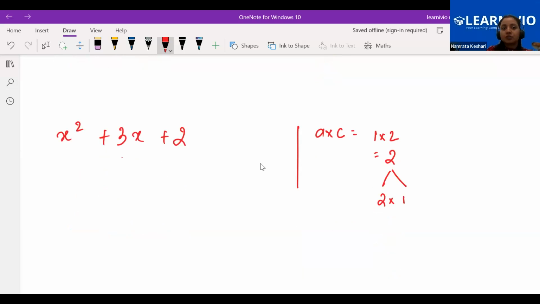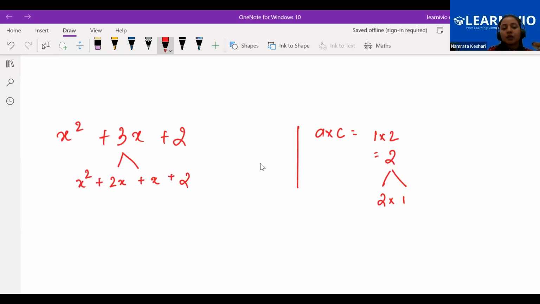2 into 1. Okay, this 3x we can take as 2x and x. Both will be positive or both will be negative. Which one will be positive, which one will be negative, to make this 3? Both of them will be positive. So x square plus 2x plus x plus 2.